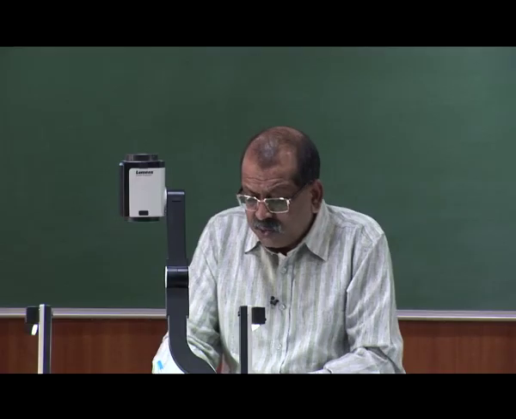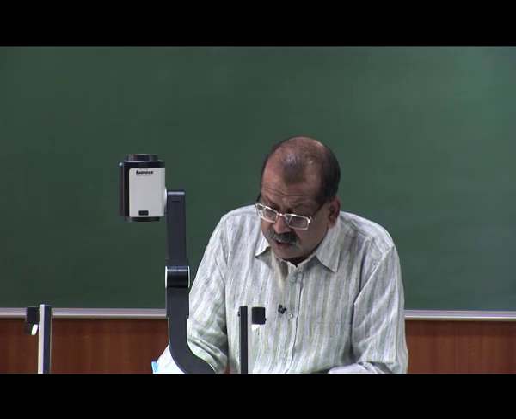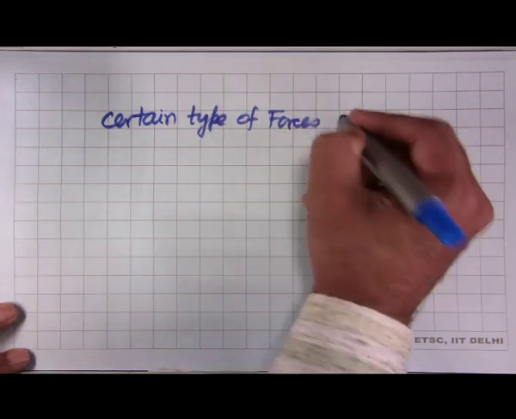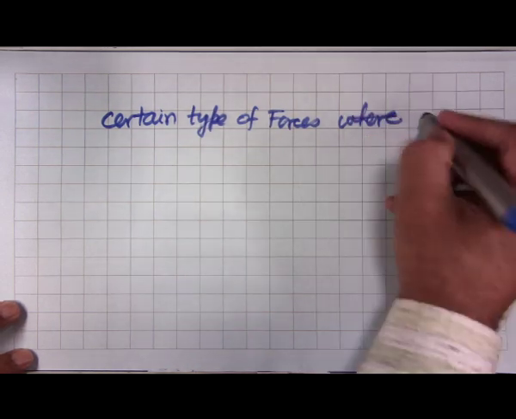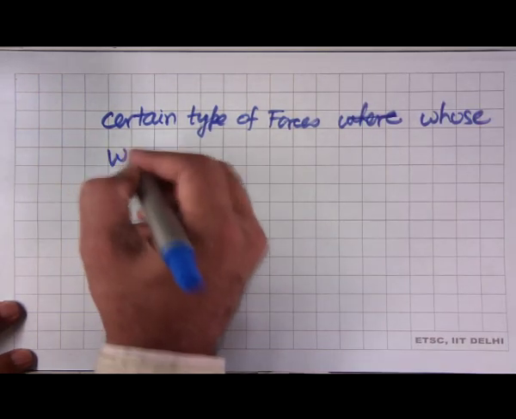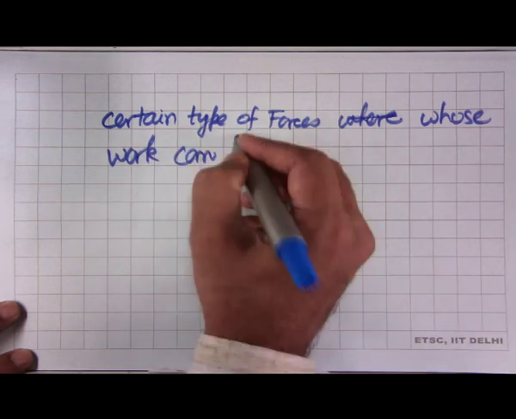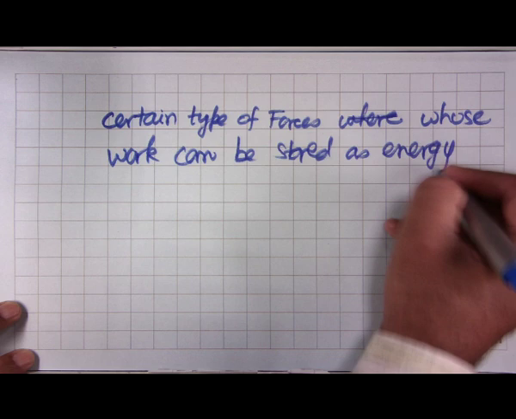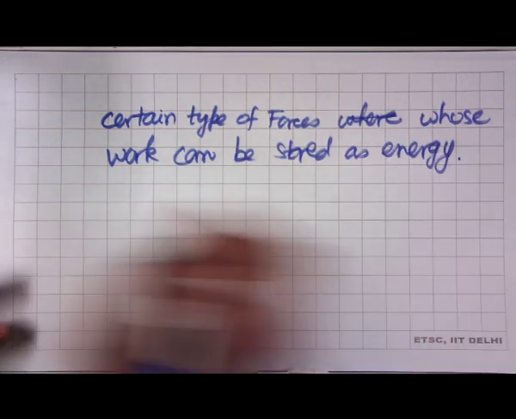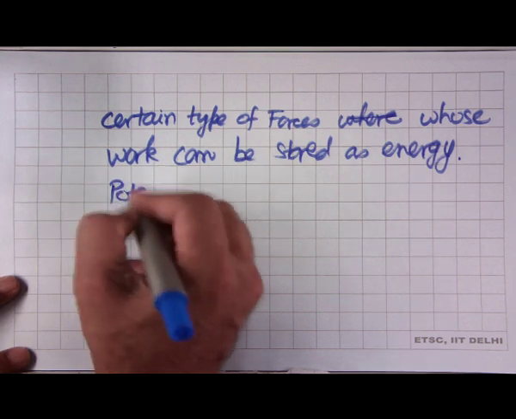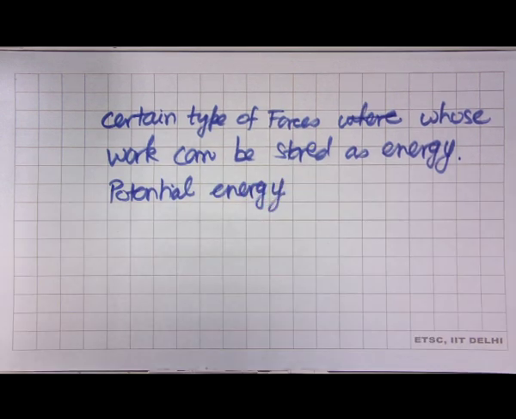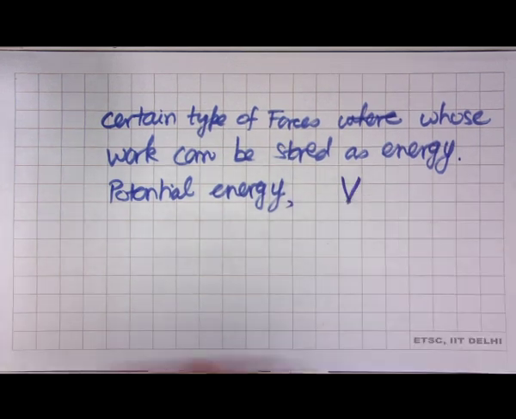Based on this, we can say that there are certain types of forces whose work can be stored as energy, and the energy due to these forces we will refer to as potential energy. The symbol which we will use for potential energy will be V.